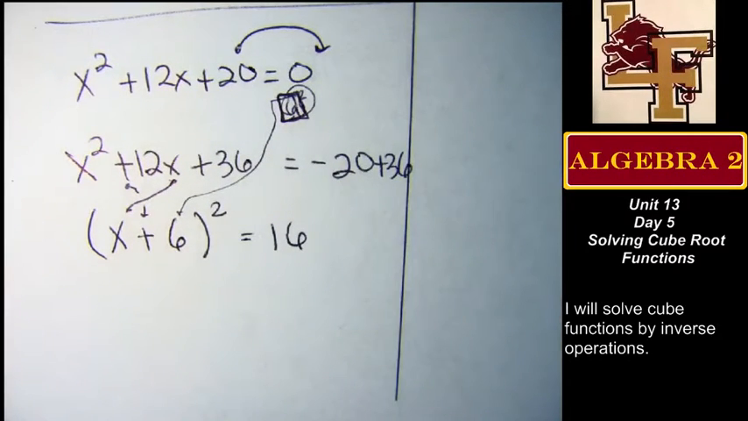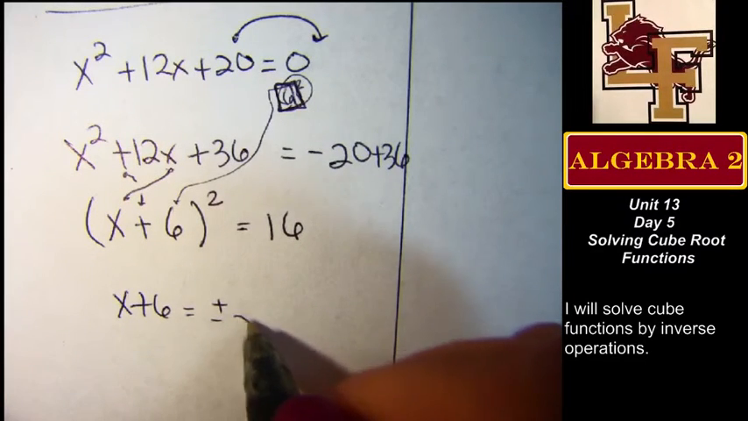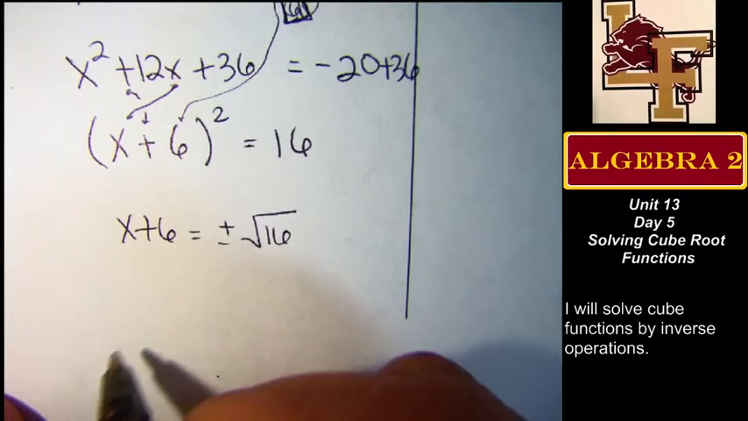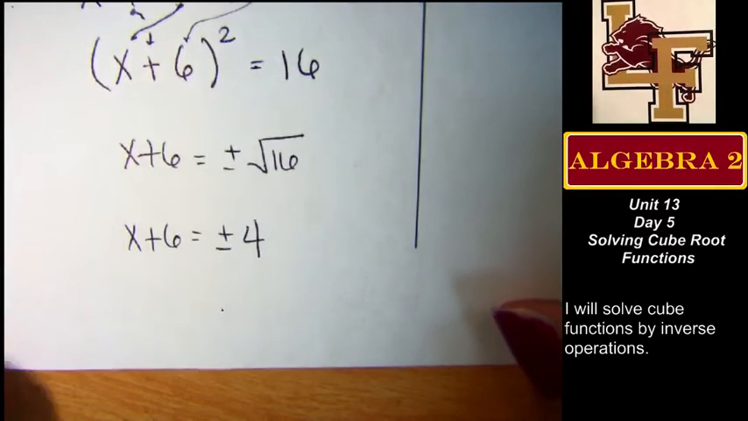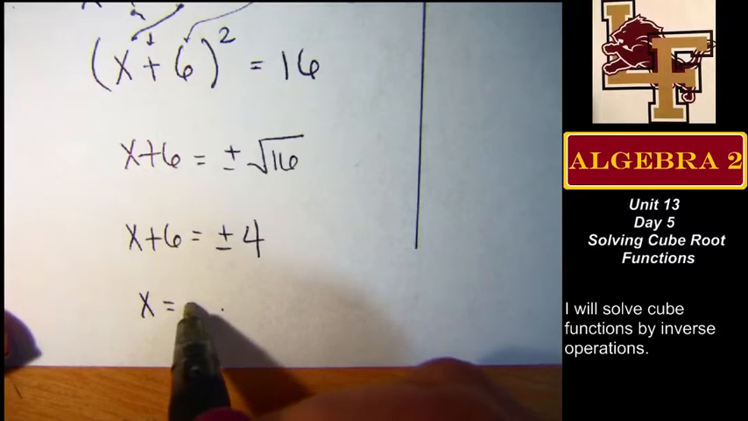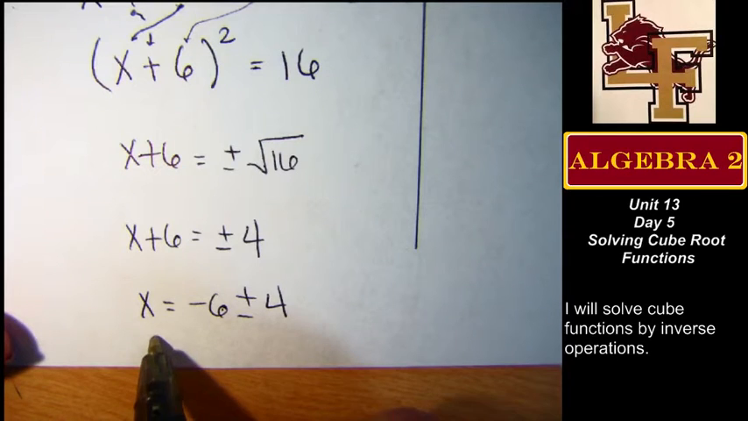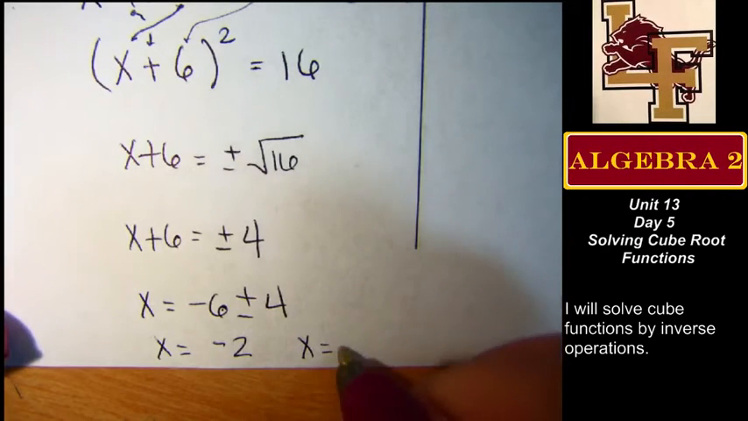And now I have stuff squared equals number. To get rid of the square power, I take the square root. So I'm gonna do the square root of both sides. Square root of 16 is? And then I need x by itself, so I need to do minus 6 to both sides. So I have two answers. I have x equals negative 6 plus 4, or I have negative 6 minus 4.